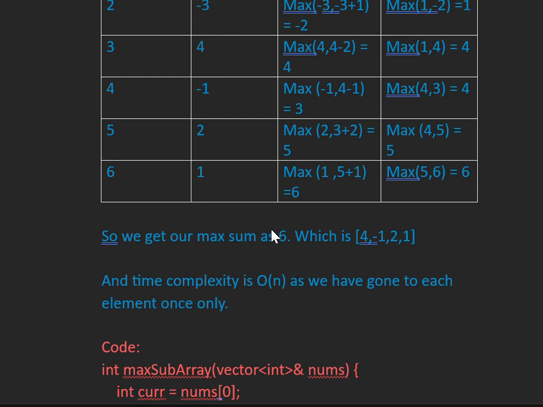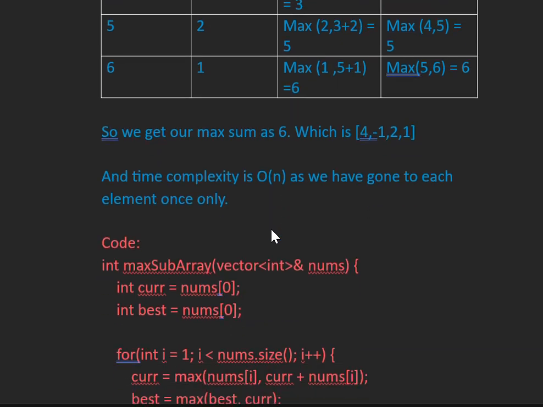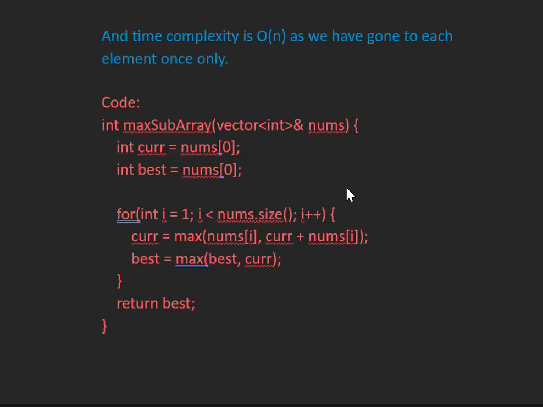The subarray 4, -1, 2, 1 gives us our maximum sum, and the maximum sum is 6. We can see the time complexity is O(n), as we visit each element only once.